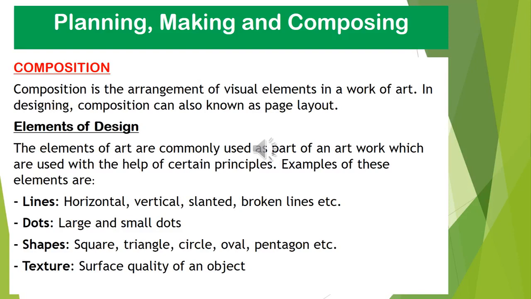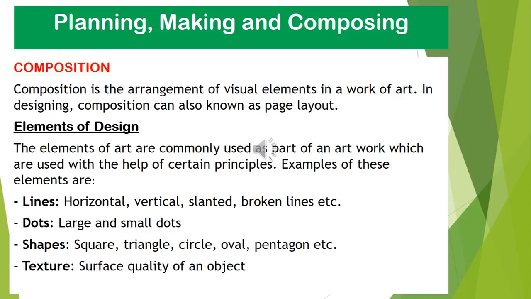The elements of art are commonly used as part of an artwork, which are used with the help of certain principles. These elements form part of the artwork. You can see them physically in the artwork. Let's look at some examples of these elements. We have lines, and we have many types of lines: horizontal lines, verticals, slanted lines, broken lines, etc. Then we have dots. We have large and small dots, which we all know.